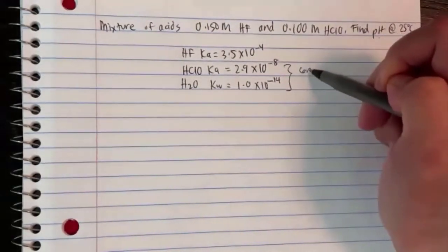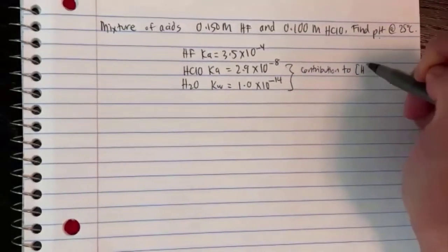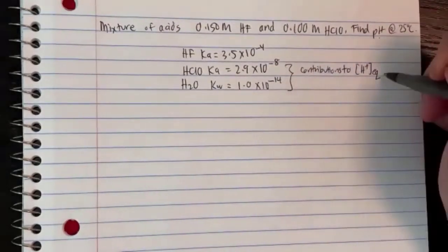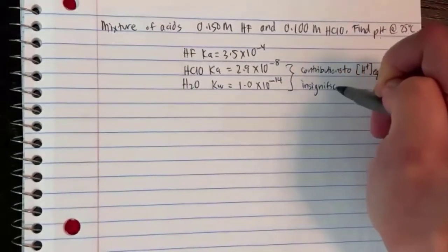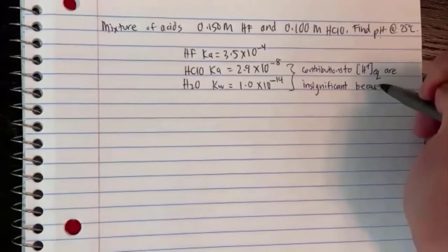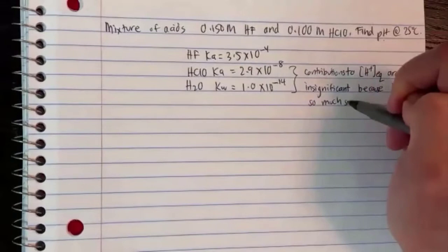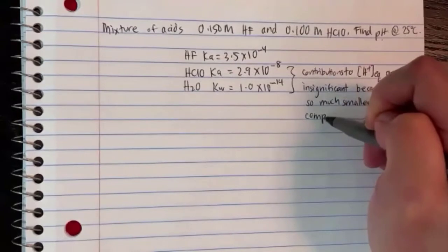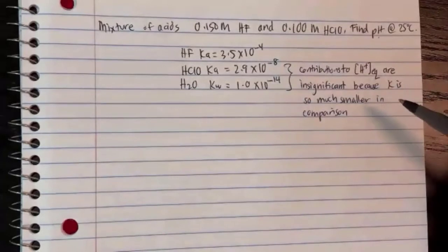So contribution, I'll write it out, to hydronium ion concentration at equilibrium. These contributions are insignificant, so small, they're insignificant. Because K is so much smaller in comparison to the strongest acid in the list here.